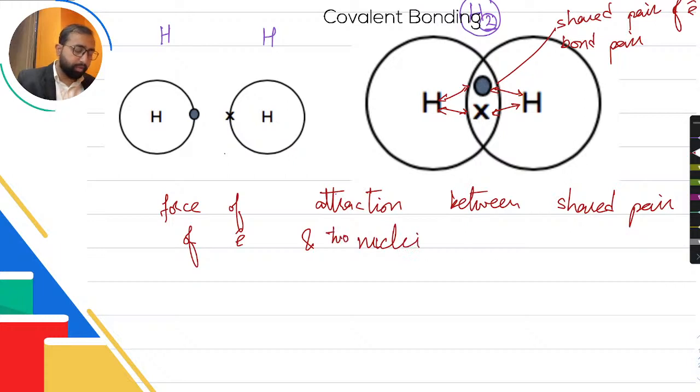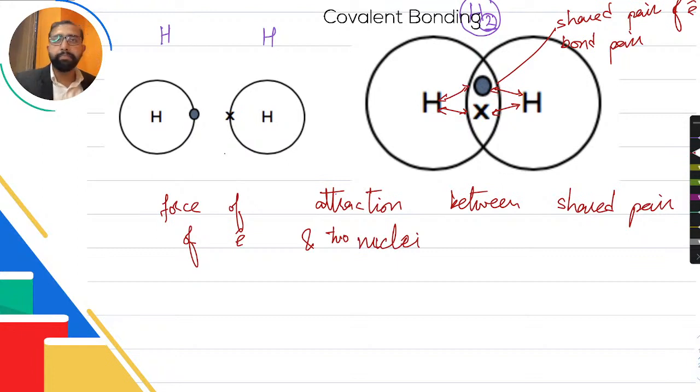Now here's the interesting part. I said shared pair. Some people say mutual sharing. That doesn't have to be. Both of them don't have to give an electron. Sometimes the whole pair comes from just one atom. And we will consider the case of carbon monoxide for that.